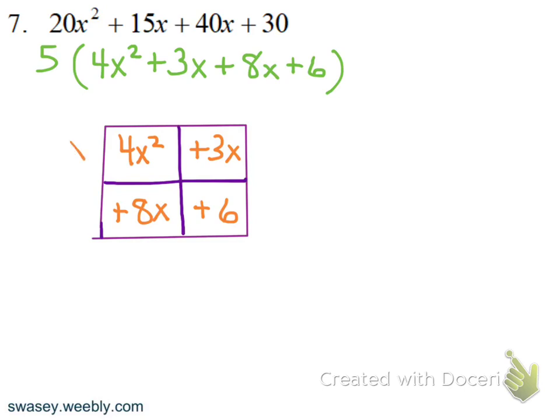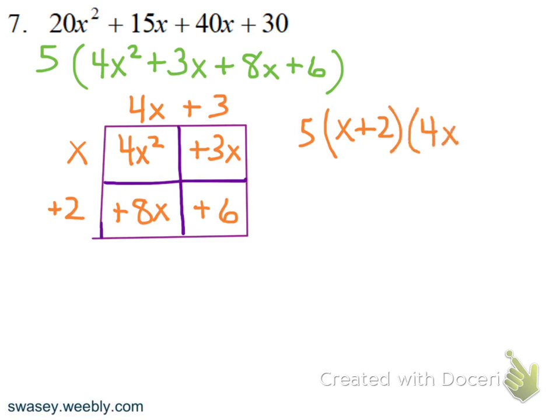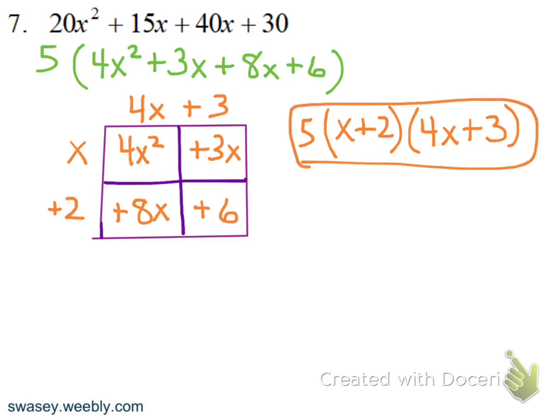Greatest common factor of the top row is x. Greatest common factor of the bottom row is 2. 4x squared divided by x gives us 4x. Make sure it works for the bottom. 4x times 2 is 8x. 3x divided by x is 3. Make sure it works for the bottom. 3 times 2 is 6. So we still have the 5 in front. Then we have the x plus 2 factor from the box and the 4x plus 3 factor from the box. So we have factored that completely.